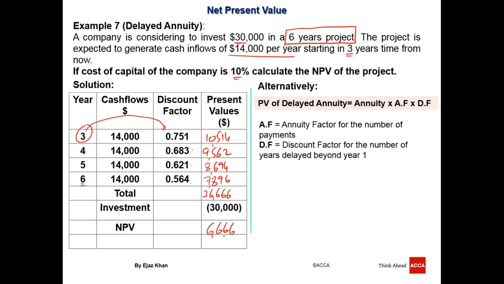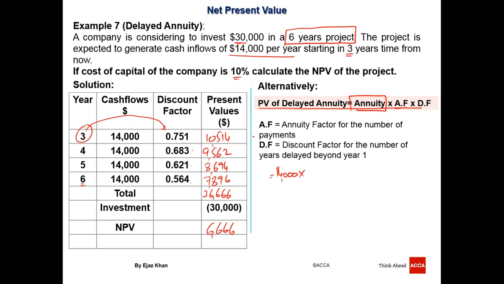Okay, so this is the tabular approach, but definitely it's a very lengthy approach, so we can't use this approach in an exam. So let's use this formula to solve this question. According to this formula, we need to pick up the annuity, which is 14,000, multiplied with the annuity factor. Now, which annuity factor? Here you go.